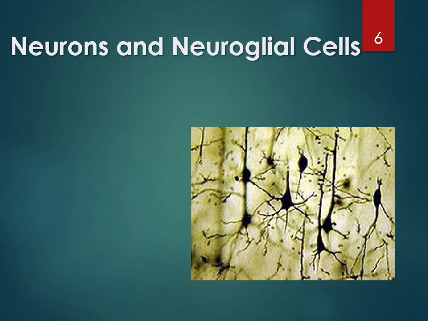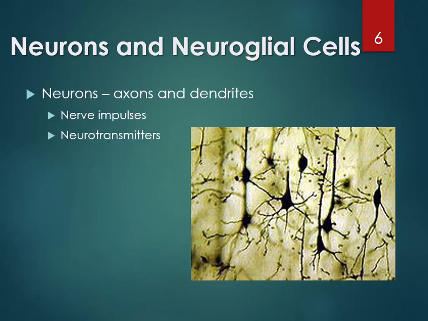Alright, this is a picture of a bunch of neurons. Neurons are the structural and functional units of the nervous system. They are specialized to react to physical and chemical changes in their environment. The main black part of this is the cell body, and they have branches or fibers extending from the cell body called axons and dendrites. The axons send information away from the cell body, and dendrites receive information or input and send it towards the cell body.